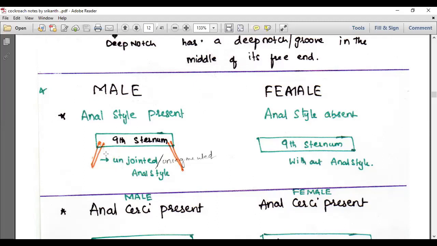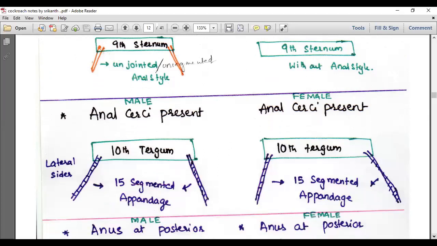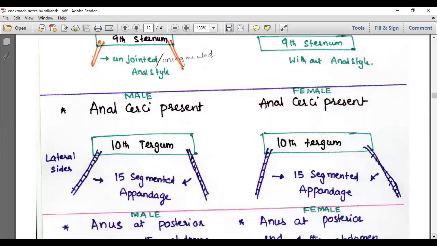So what do you say? That is a sexual dimorphic character: the male Ascaris has a curved posterior part. Okay. In the same way, if there is an unjointed, unsegmented appendage arising from the ninth sternum of the cockroach, that cockroach is definitely male. If you don't see any anal style on the ninth sternum, that is female. So that is a recognition point. Technically we say sexual dimorphic character.